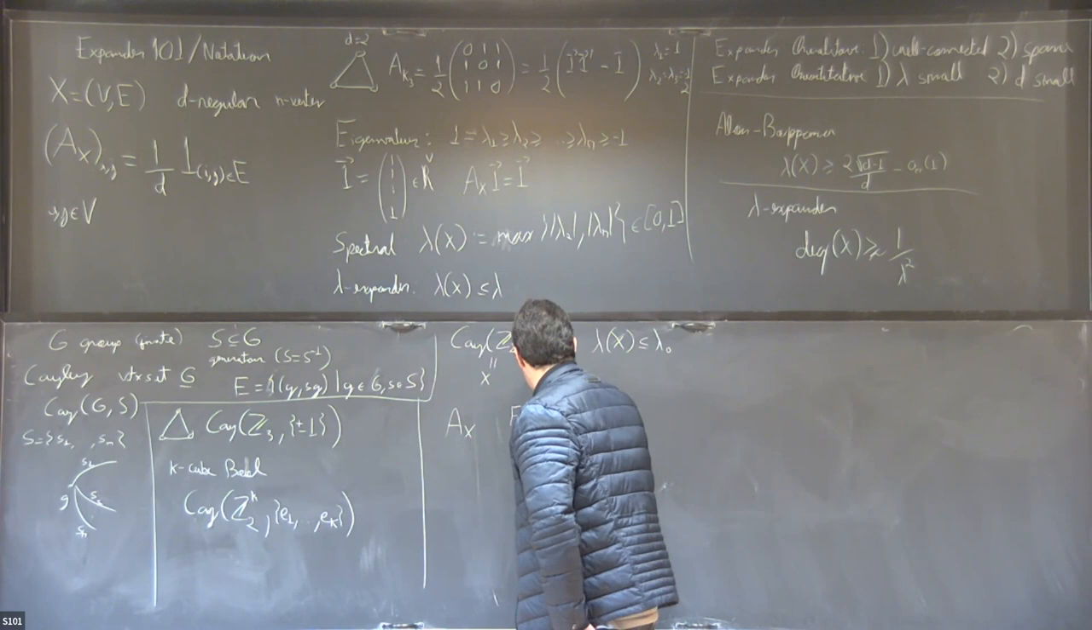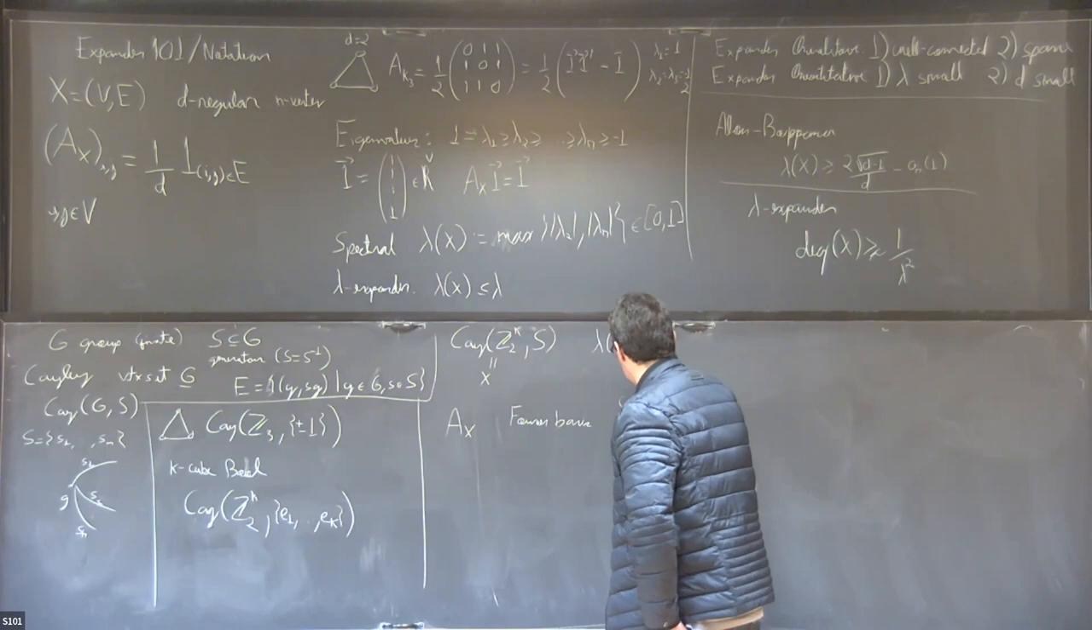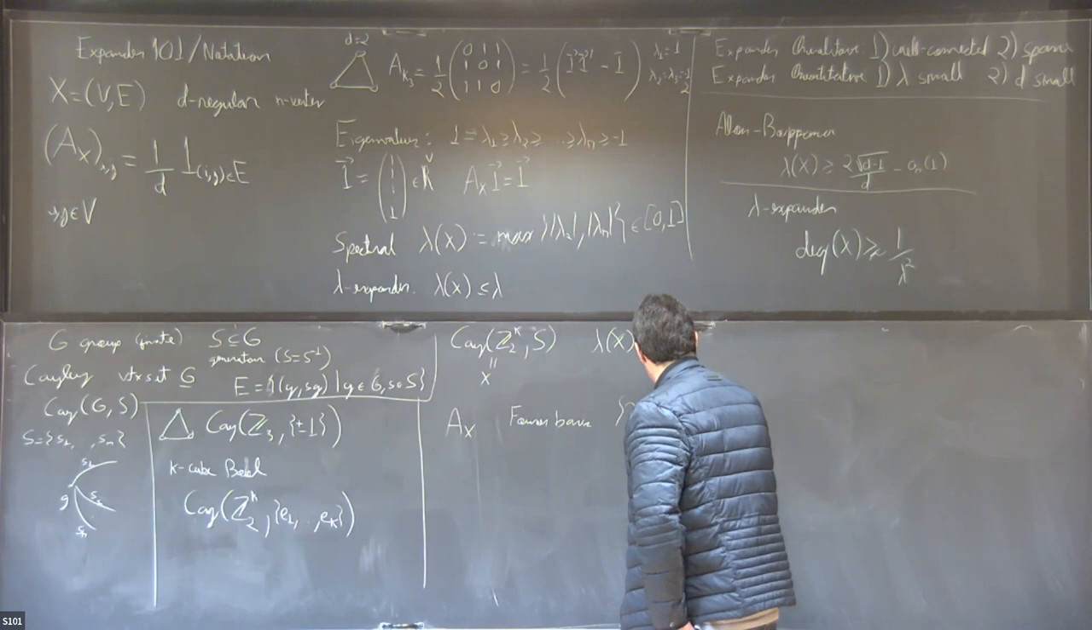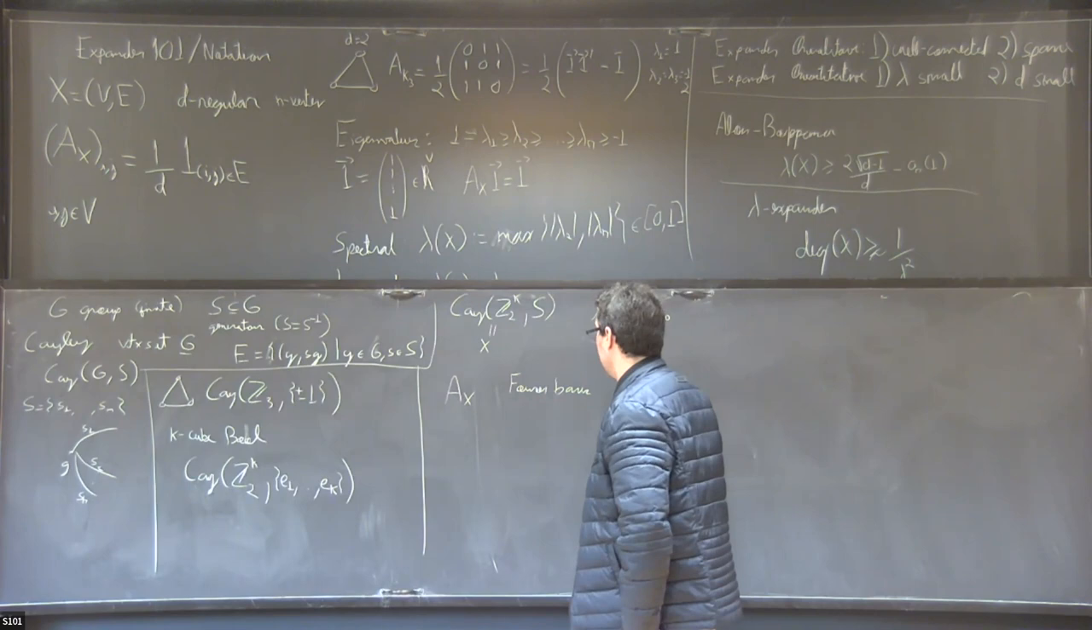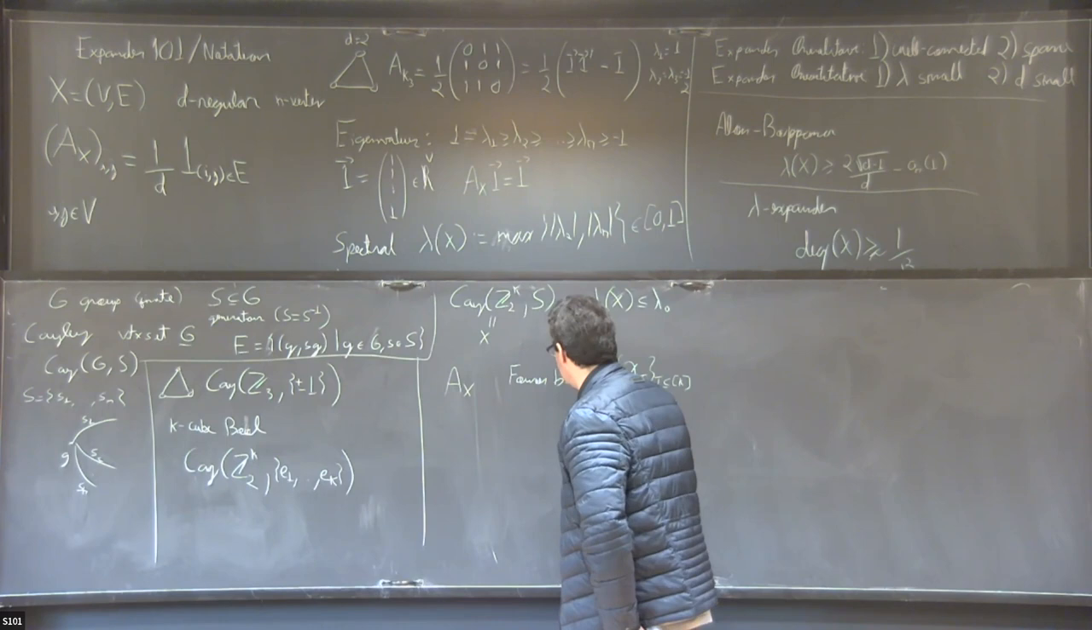Let's write the Fourier basis as something like this, χ_T, and then index the characters by T, which are subsets of [k]. Let's index the two things by sets. We have the Fourier basis, and the adjacency matrix of this graph under the Fourier basis is going to be diagonal. Cayley graphs of abelian groups are amazing because of this. And how is it going to look?